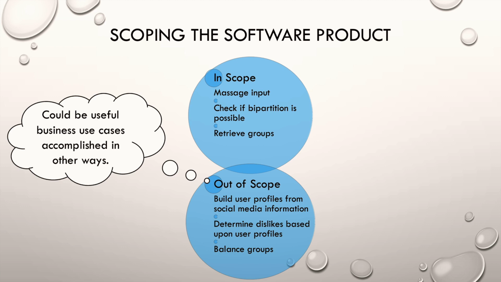Determining dislikes based upon these profiles is again a very interesting feature and could be automated in the future. Balancing groups means shuffling people around who can be shuffled, and having groups of nearly equal sizes is something that obviously is also possible to be done through software.